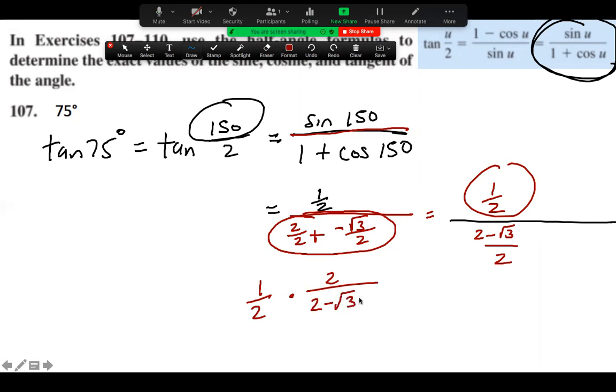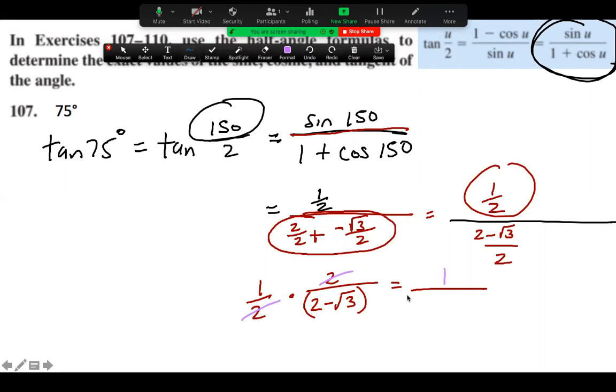All right. So now I have 1 times 2 is 2 over 2 times 2 minus √3. So I have to distribute this 2 to both of those. Or better yet, folks, why don't I back up a step and notice that I could cross simplify here. I have a 2 on top, 2 on bottom. Those divide out. So I have 1 over 2 minus √3.